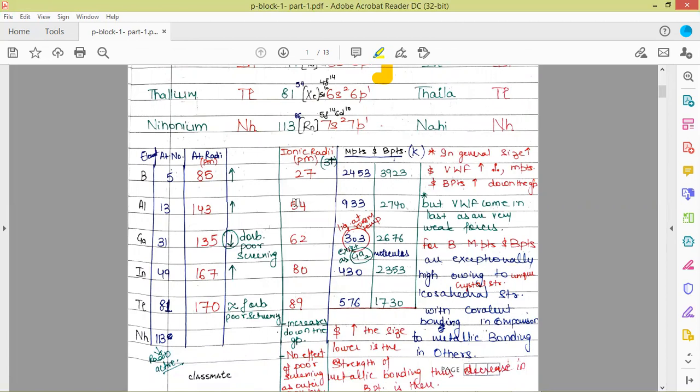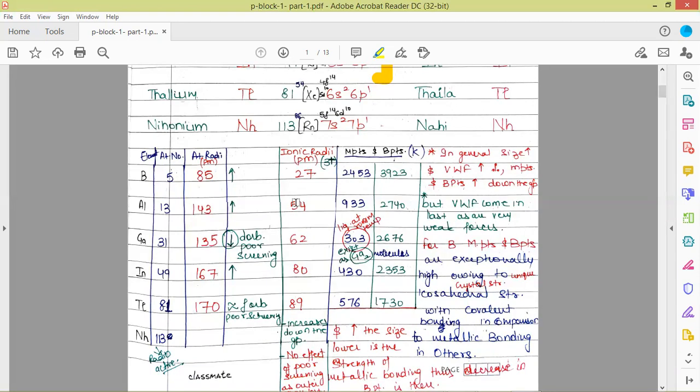Next, we have melting points and boiling points. Melting points and boiling points in general decrease as we move down the group for the group 13 elements. If we look carefully, boron has exceptionally high melting and boiling points. This is because boron has an icosahedral structure, which has 12 corners and 20 faces. This structure is very tightly bonded. It has covalent bonding in its structure, which is very strong in comparison to the metallic bonding present in other group members. So that is why the boiling and melting points are exceptionally high in the case of boron.